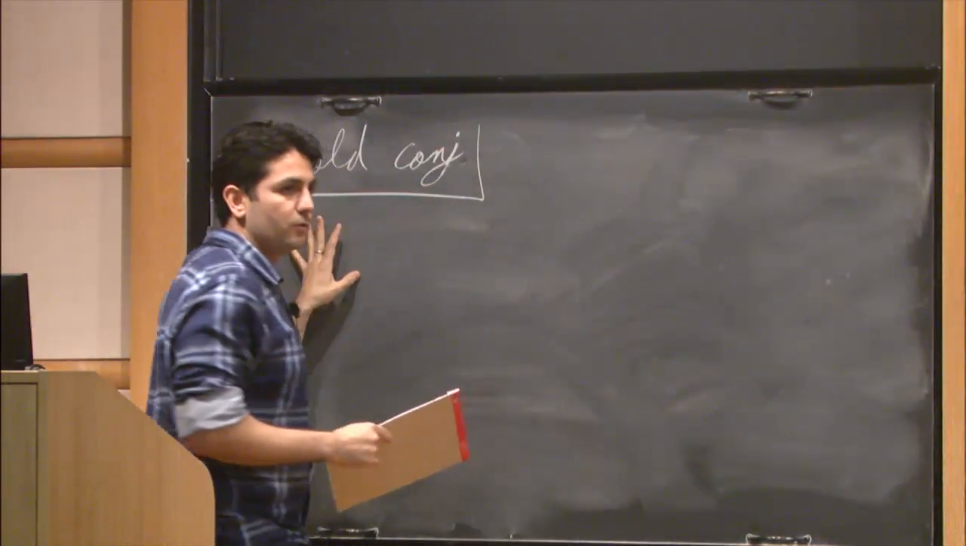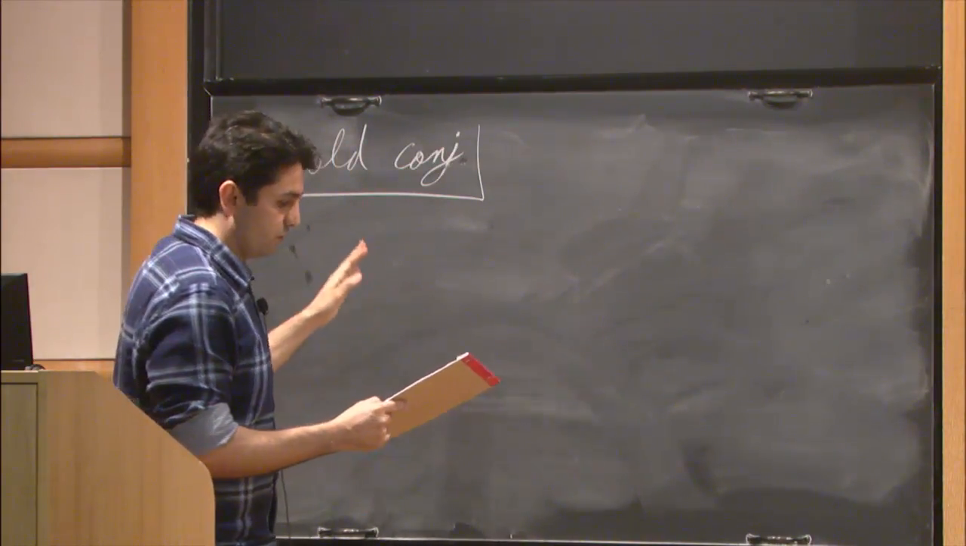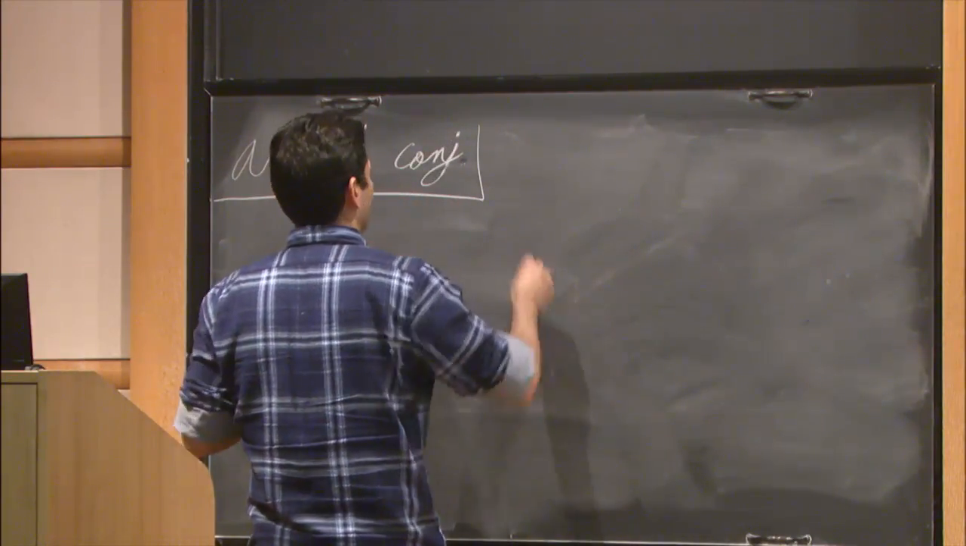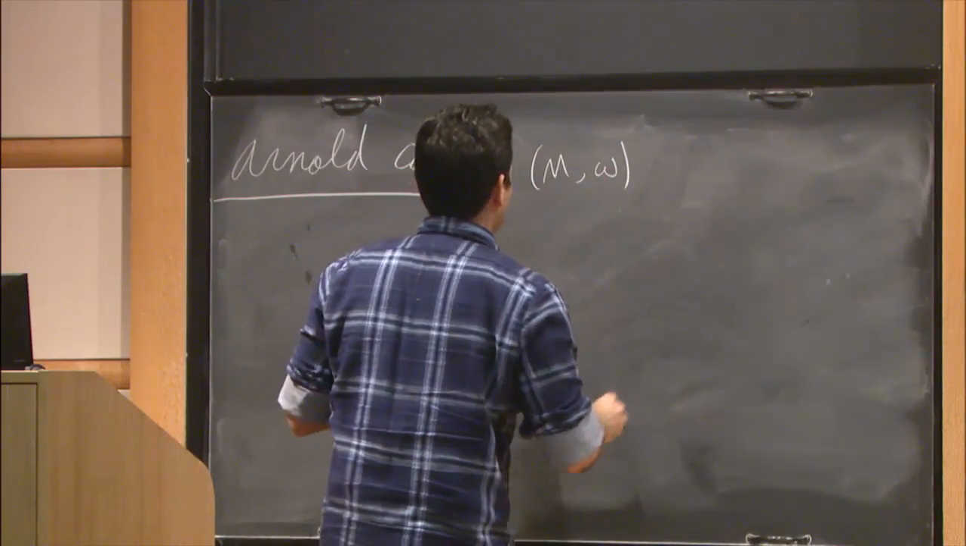So I'll be giving a counterexample to the Arnold conjecture in the C0 setting. Let me begin by stating a version of the Arnold conjecture. It doesn't really matter which version, but I should state at least one version of it. So let's go with the original version that Arnold himself stated.